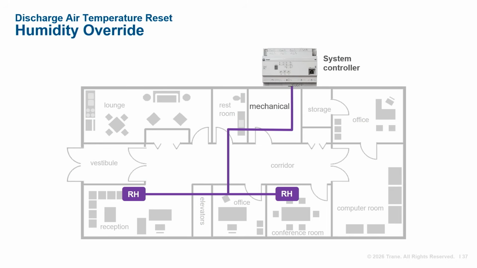Now with this strategy, it might make sense to discontinue reset if space humidity climbs beyond an acceptable level. One method is to install relative humidity sensors in zones where this is expected to occur. When relative humidity exceeds a program threshold, such as 60%, or the space dew point temperature exceeds 60 degrees, the discharge reset can be adjusted or discontinued. Monitoring the outdoor ambient dew point temperature could also be used to determine when to discontinue discharge air temperature reset. For example, when the outdoor dew point temperature exceeds 60 degrees, stop or adjust the reset.